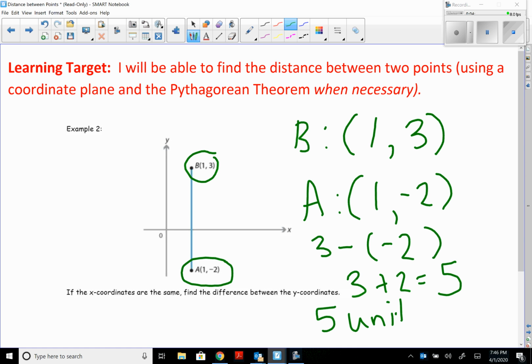Now, on most of the coordinate planes that you're going to be looking at, you'll have little marks. So you could actually count the spaces as well. That's another way to do it. This one, it didn't give you the little tick marks, and you actually had to do the subtraction. But usually on a coordinate plane, when you have the little marks, you can actually just count the squares as well, if you'd prefer to do that over the subtraction.